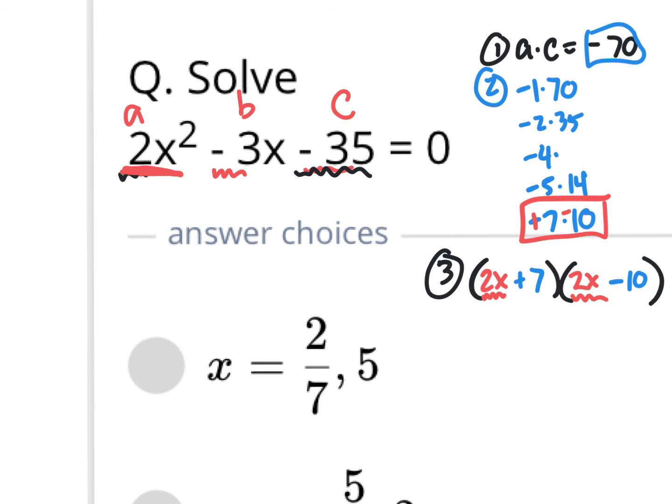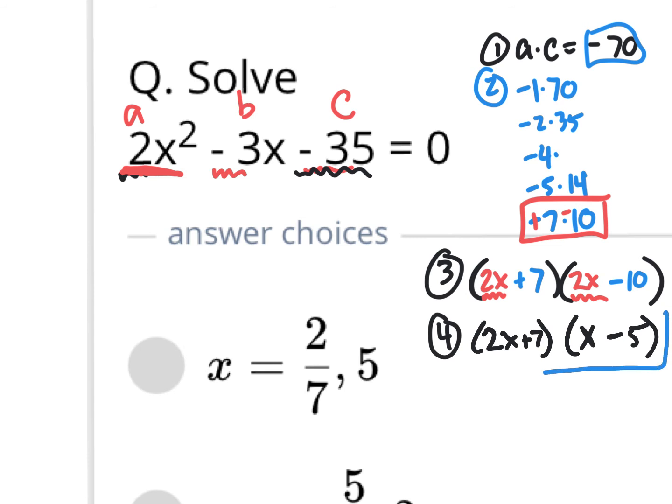So what's the fourth final magical step? Is to divide those binomials by anything possible. So right here, 2 and 7, there's nothing in common. You can't divide it, so we're going to leave it 2x plus 7. But the second binomial, the 2x and the minus 10, they could both be divided by 2. And if you divide 2x by 2, you'll get an x. Divide negative 10 by 2, you'll get a negative 5. And ladies and gentlemen, this is your factored form answer.